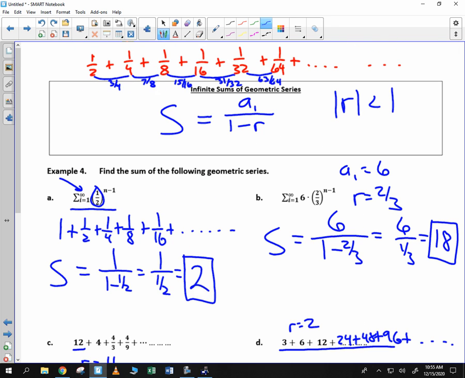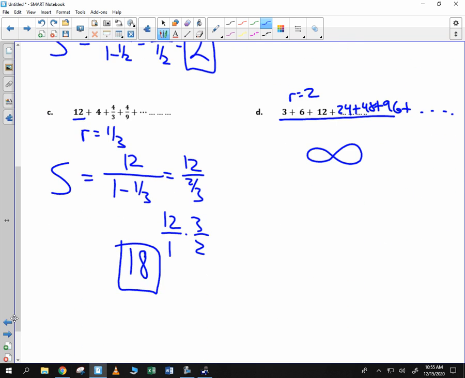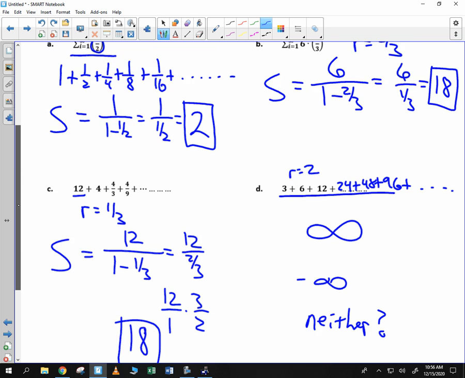Only if the ratio is less than 1 does this do what we call converge to a specific number. If the ratio is greater than 1, then weird things happen. It may go to infinity, it may go to negative infinity, or it may go to neither. And figuring that out is a bigger question that especially gets addressed in Calculus 2.